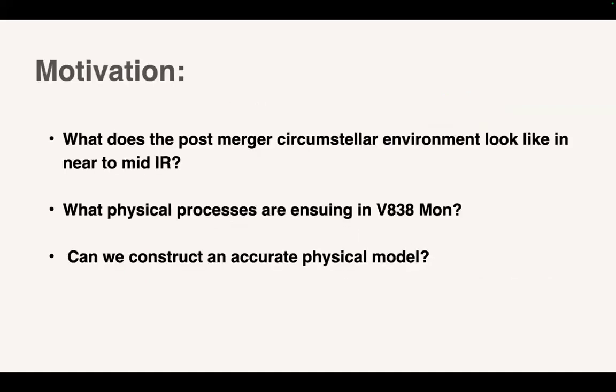So there were three main questions that I sought to answer as part of my dissertation. The first one was, can we use interferometry to figure out what the structure of this object looks like, the circumstellar environment? Is it dusty, clumpy, some other exotic morphology? The second question was, what physical processes might be occurring in that circumstellar environment? And lastly, using those observations, is it possible to construct a physical model using radiative transfer modeling?